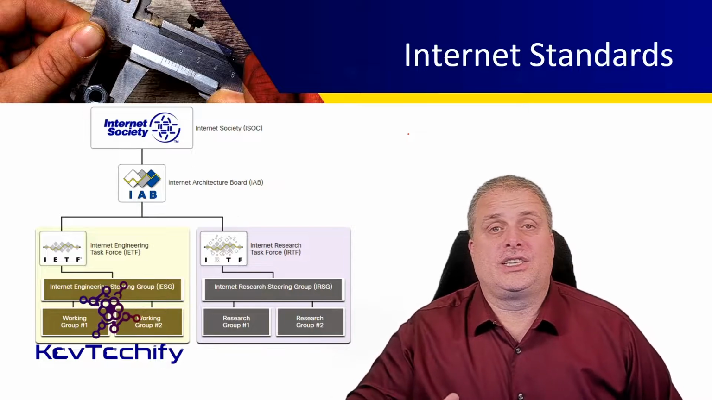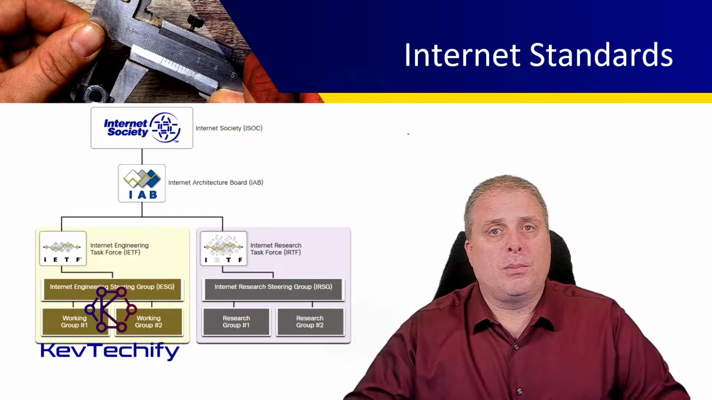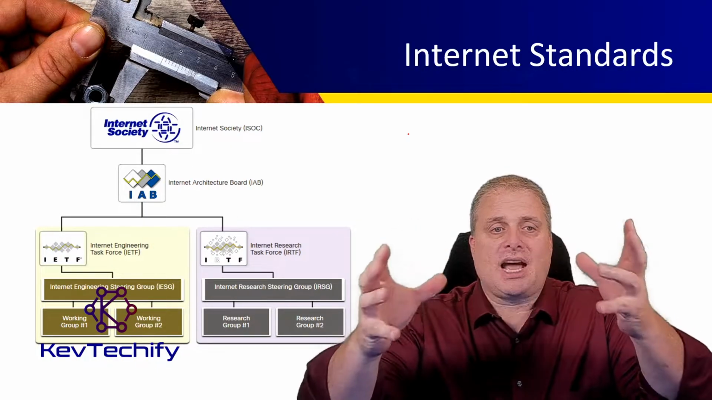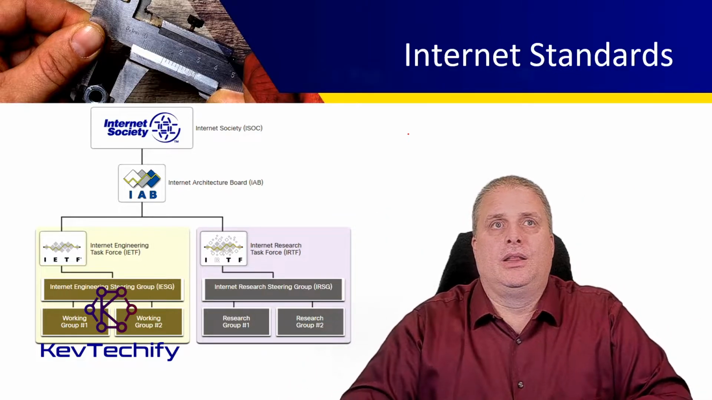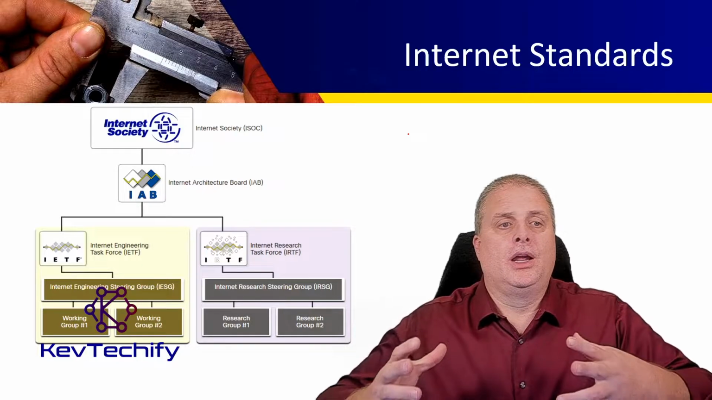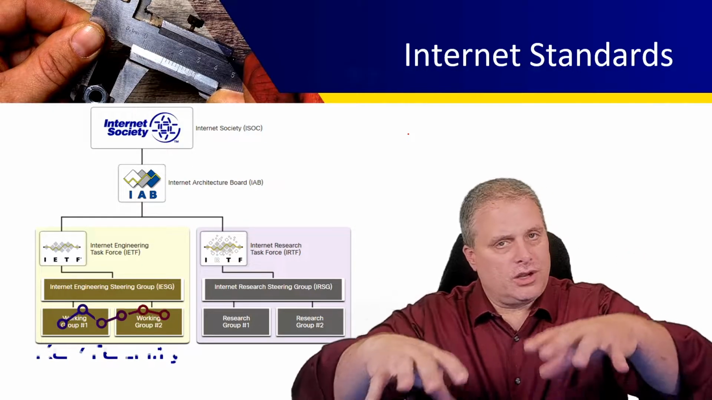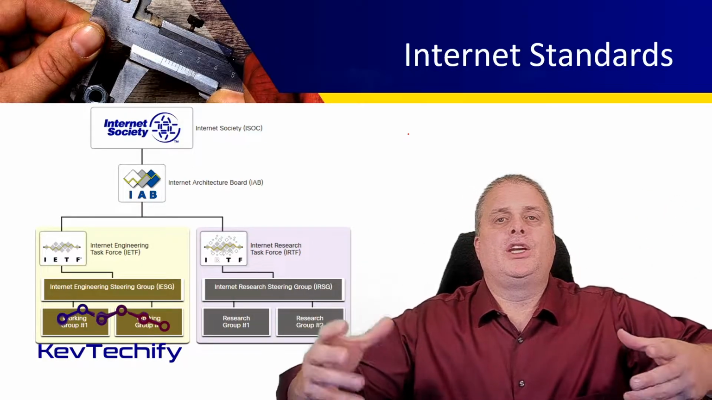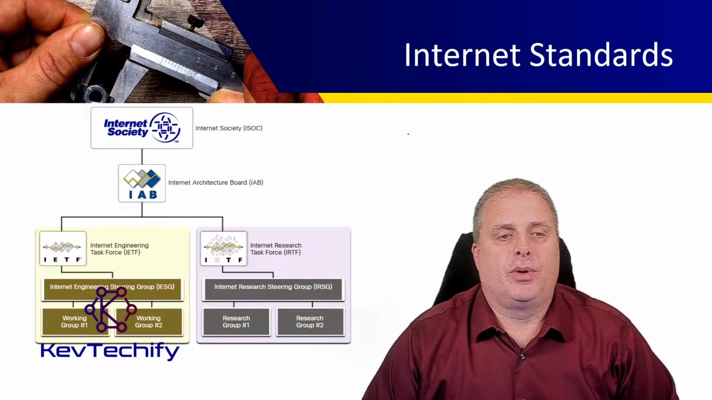When we look at internet standards, there are 4 organizations that play a big part in it. The first one, the top one, is the Internet Society. They're there to promote the open development and evolution of the internet. They are the overseers. They're the big picture. They want to make sure that it stays open for everybody to use.